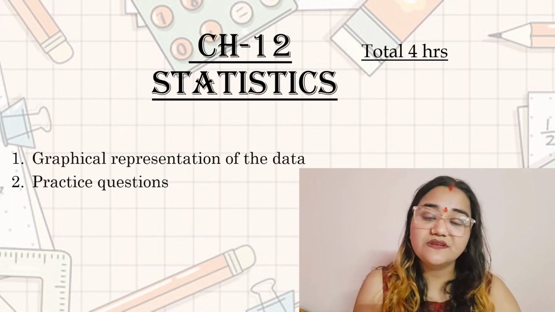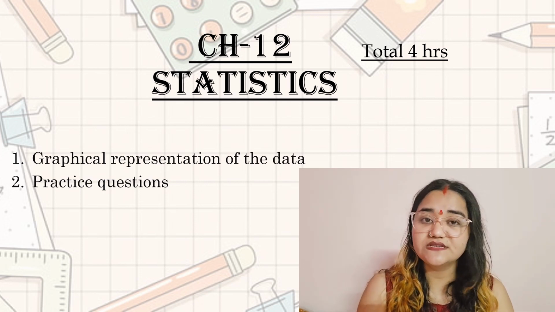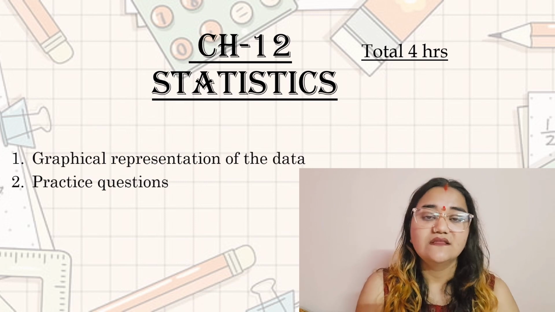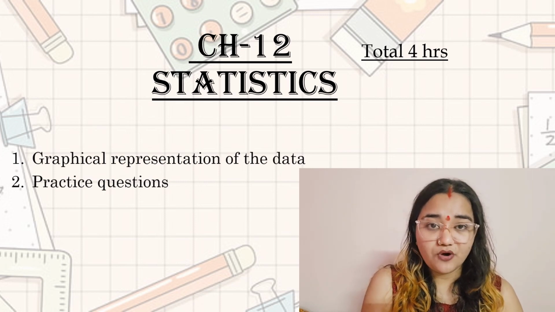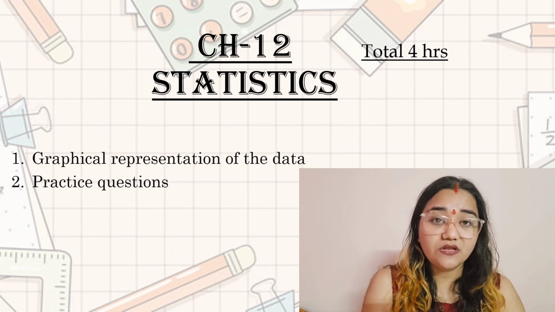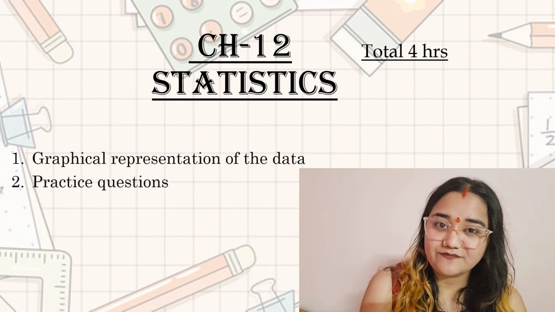The last chapter in class 9 book is statistics. In this we are going to learn about how to represent our data in a graphical form, that is in the form of a bar graph, in a histogram, in a frequency polygon, in 2 frequency polygons all together. So this chapter will take us around 4 hours.